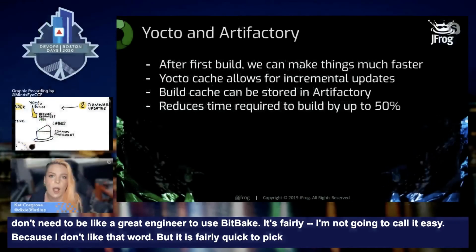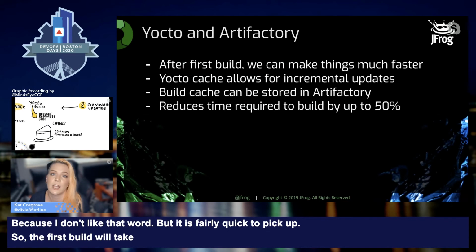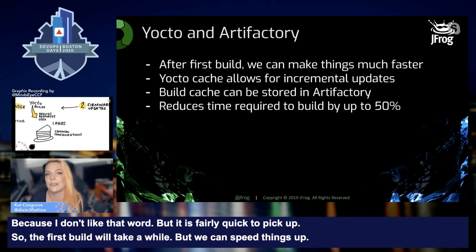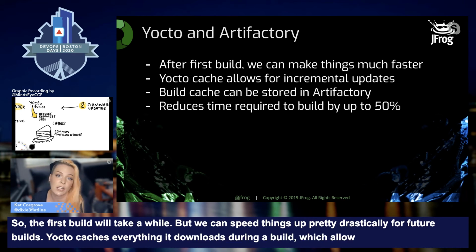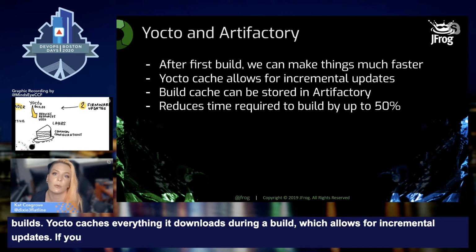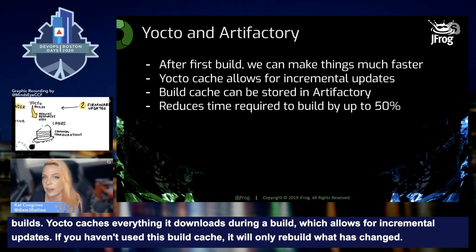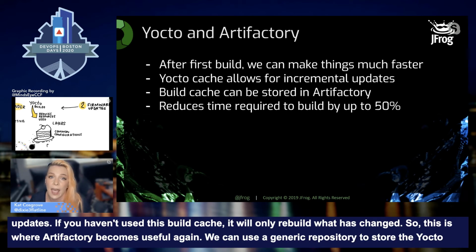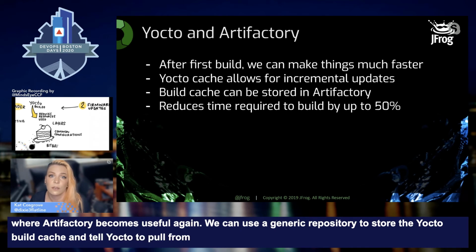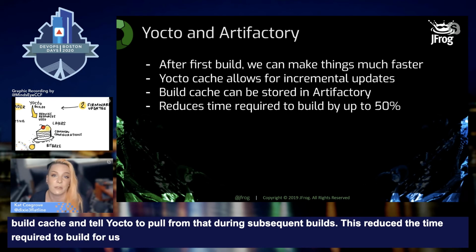So the first build will take a while, but we can speed things up pretty drastically for future builds. Yocto caches everything it downloads during a build, which allows for incremental updates. If you haven't used this build cache, it will only rebuild what has changed. So this is where Artifactory becomes useful again. We can use a generic repository to store the Yocto build cache and tell Yocto to pull from that during subsequent builds. This reduced the time required to build for us by as much as 50%, which is a pretty significant difference.